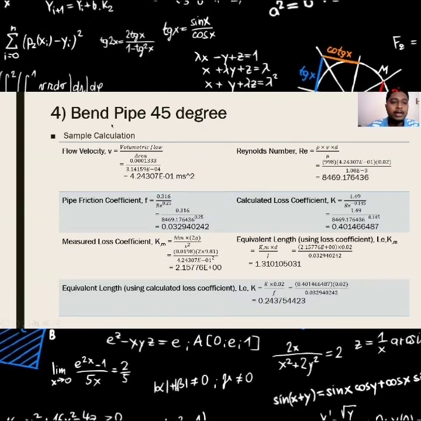And finally, the bend pipe 45 degrees. So the same calculation, the same formula with different values. So this is the final table for the results.